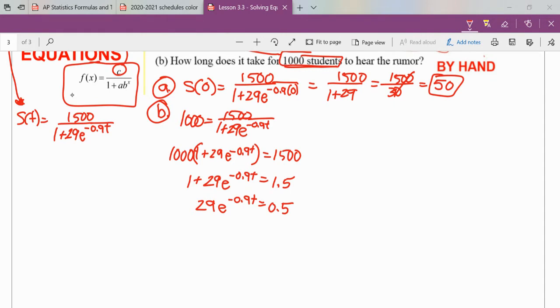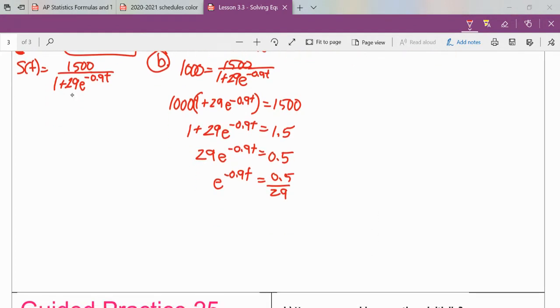And then divide by 29. So you have e to the negative 0.9t equals 0.5 divided by 29. So now I've got this isolated. Again, you can't really see with those bases, so we're going to take the log of both sides. But again, I see an e, so I'll do a natural log of both sides. So natural log of e to the negative 0.9t equals the natural log of 0.5 over 29.